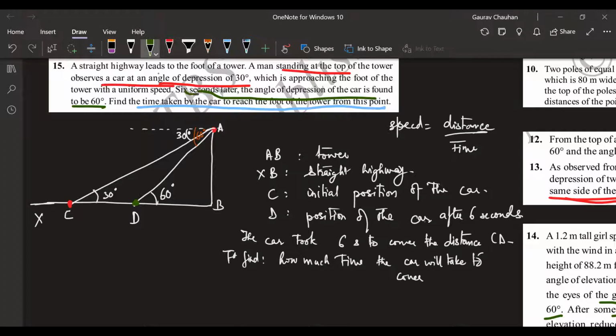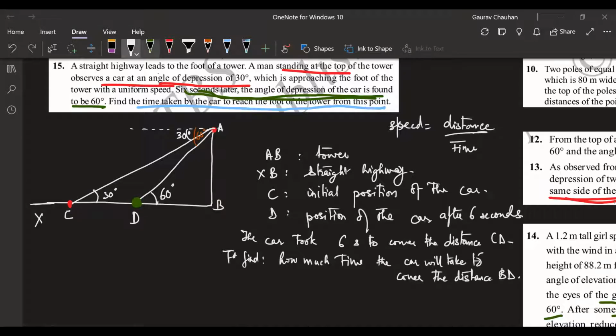The car is at the green point now. Okay, angle of depression, because they just told us that 6 seconds later, the angle of depression of the car was 60 degrees. So the car is here now. So this point means starting from what you just talked about. So that's this point from here to B. What you have to find is the time the car will take to cover the distance BD.